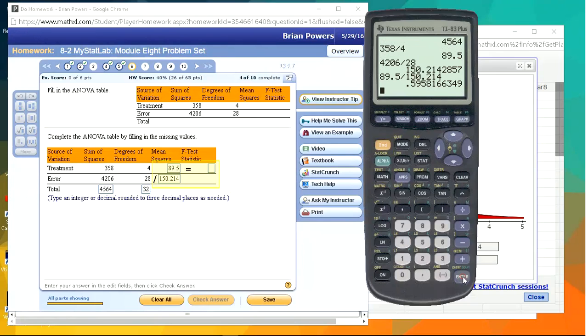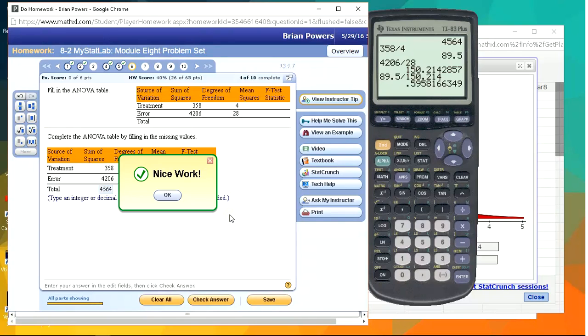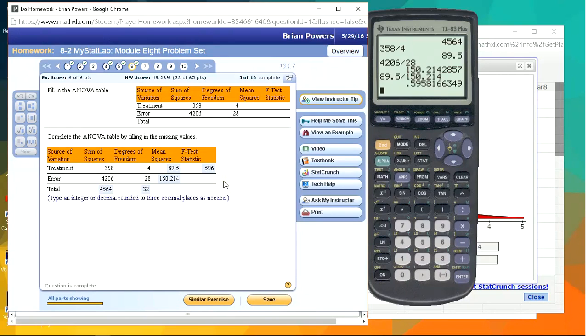That fraction is my F statistic, 0.596. I have to round it up, 0.596. That's how you fill in an ANOVA table. So all of this stuff just comes from those numbers here. Okay.